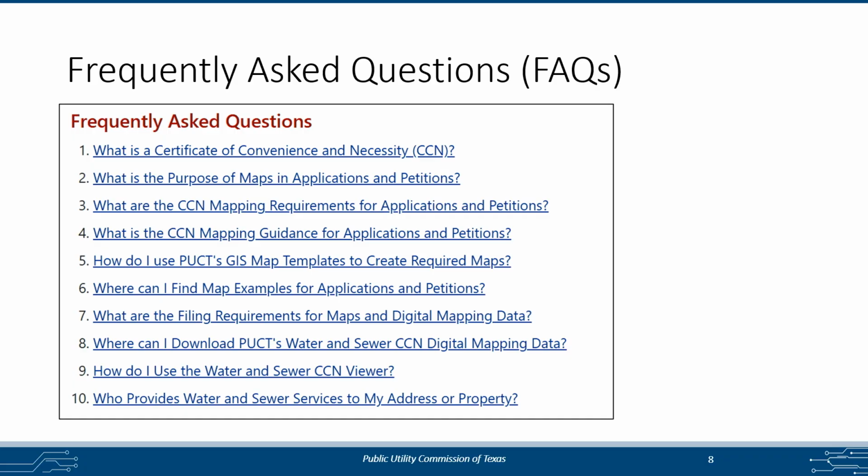So moving to these frequently asked questions, we highly encourage any mapping professionals, but also just any applicant, to review these as they provide useful mapping information and resources to help utilities create the required maps and data needed for different types of applications and petitions. One FAQ I want to highlight is the one at the bottom, FAQ number 9, how do I use the water and sewer CCN viewer? This FAQ provides a quick overview of what the CCN viewer is and how it can be used, and it includes a link to navigate to the CCN viewer itself.